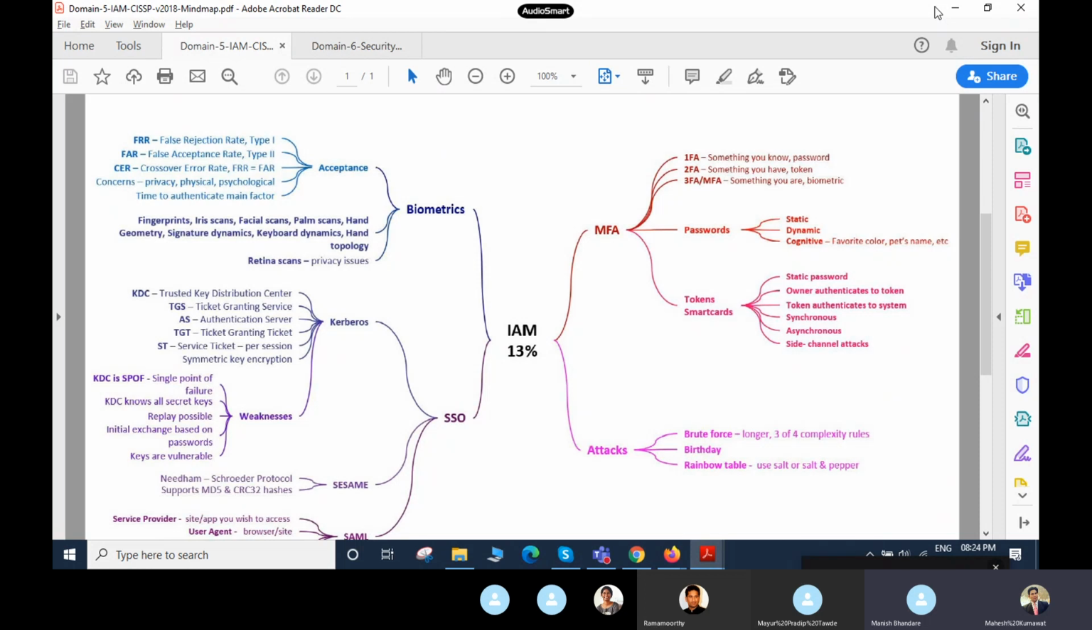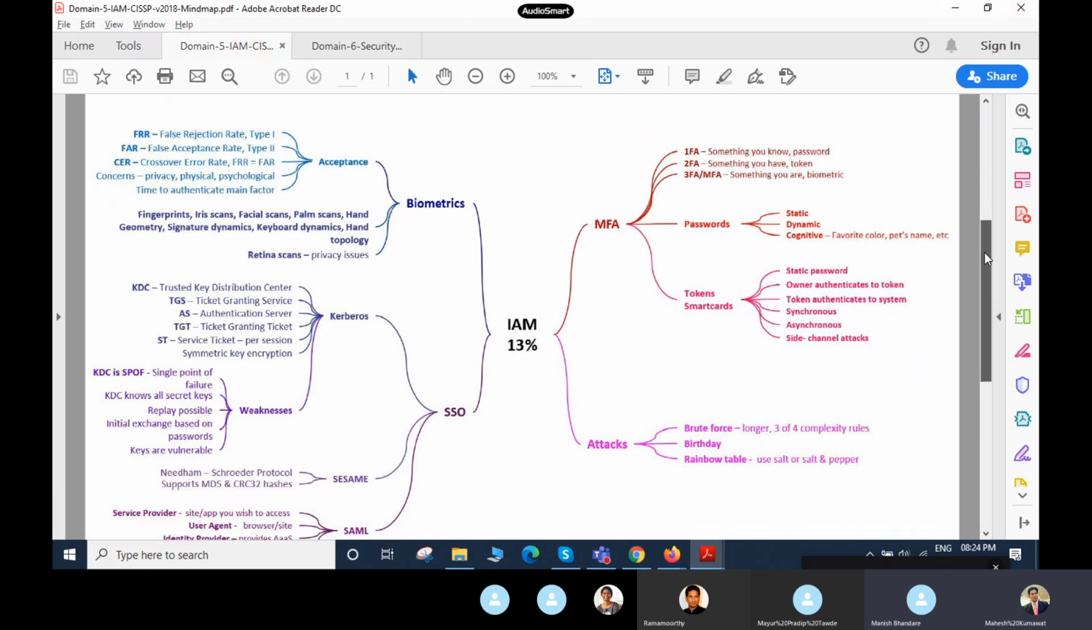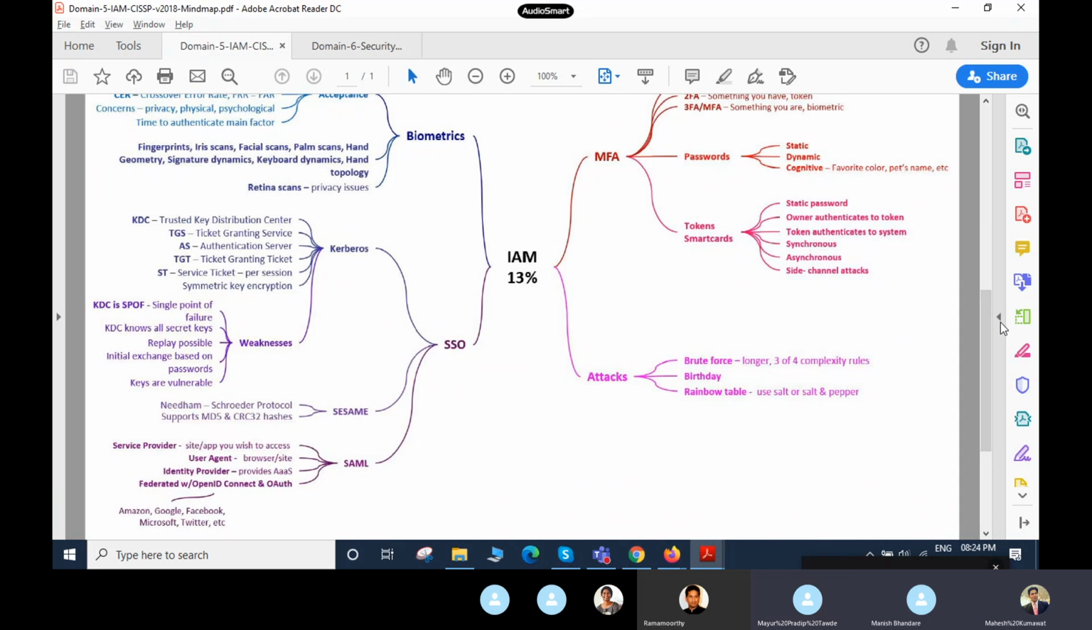Okay. So Kerberos, is it secured or not secured? Kerberos is somewhat secure, but it is not fully secure. So Kerberos is KDC, TGS, AS, TGT, ST. What does it mean? Have you gone through the architecture of Kerberos or not till now? We have discussed it earlier, yes, the architecture.